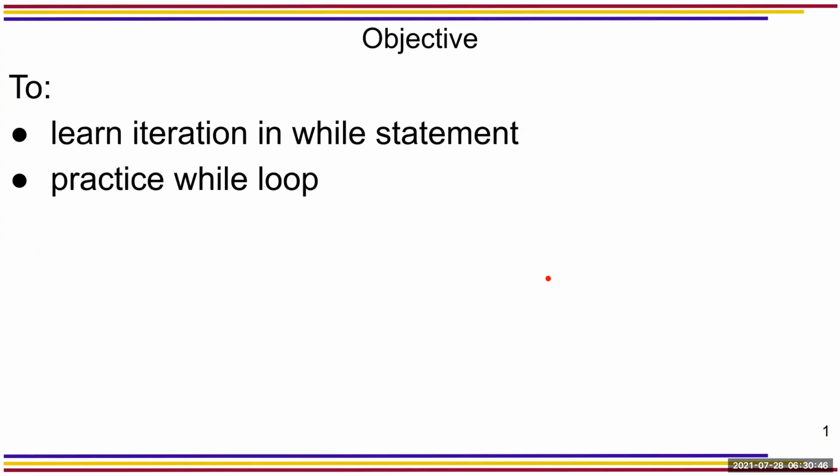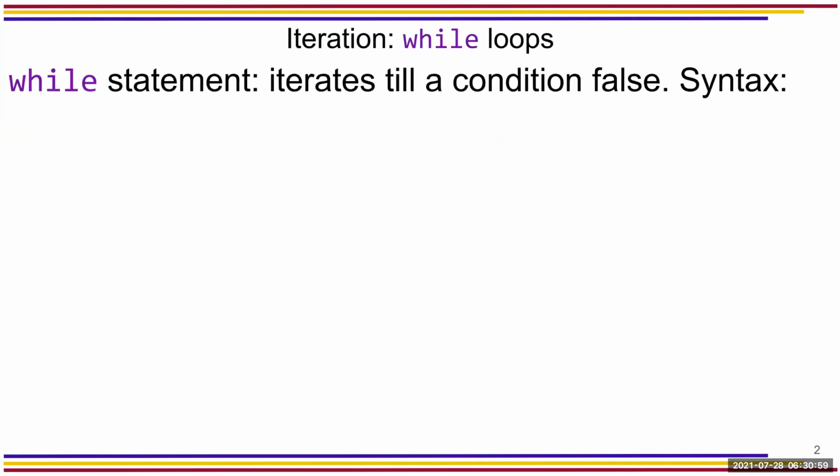Welcome back, everybody. In this video, we're going to go over the while loop, or while statement, in Python, and at the end, we'll do some practice as well. Let's continue. So, the while statement basically allows us to iterate through a condition. Basically, it allows us to iterate until a condition becomes false.